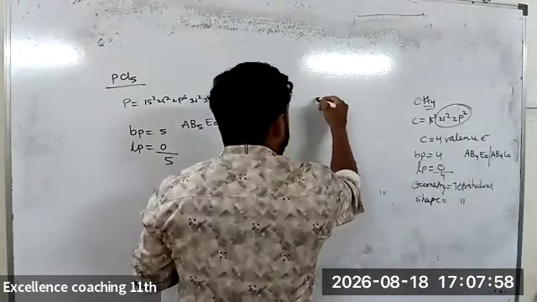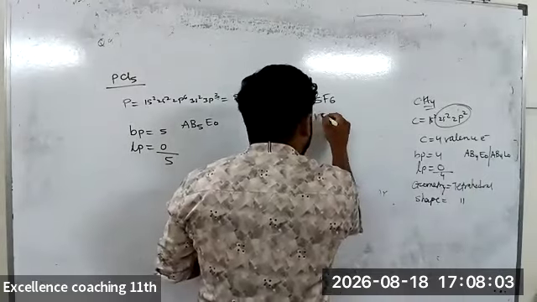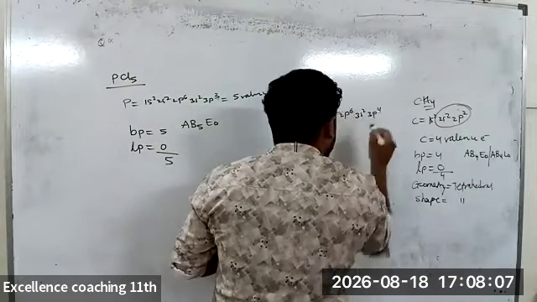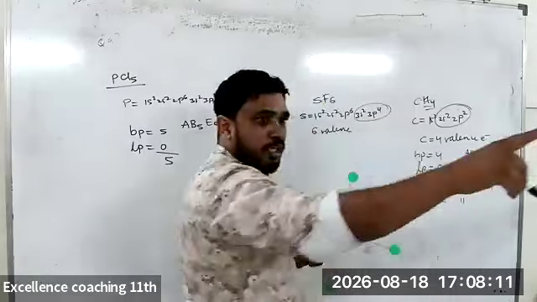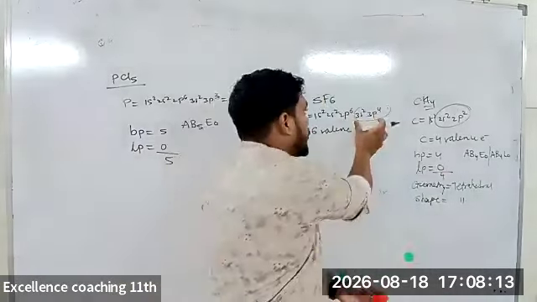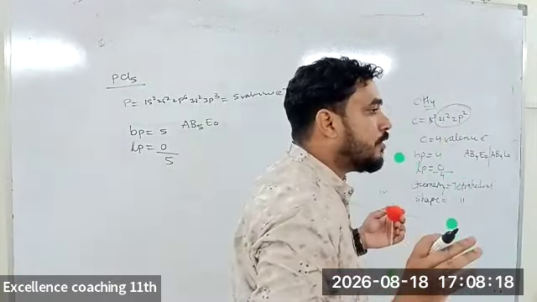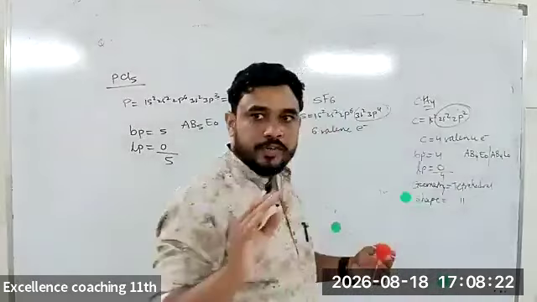The next one is SF6. Sulfur electronic configuration: 1s2, 2s2, 2p6, 3s2, 3p4. How many valence electrons? 6. Understood? The outermost shell electrons are 6. The outermost shell is called the valence shell, and electrons present in the valence shell are called valence electrons. 6 valence electrons.